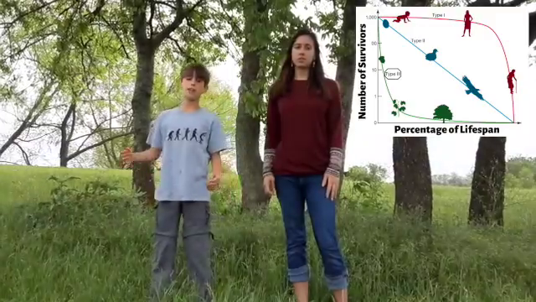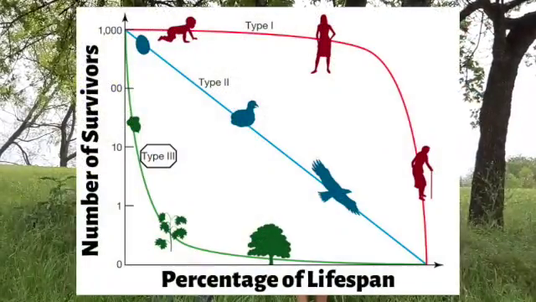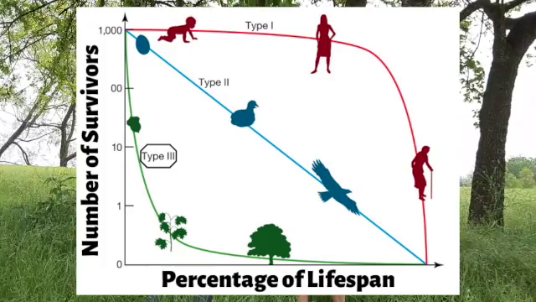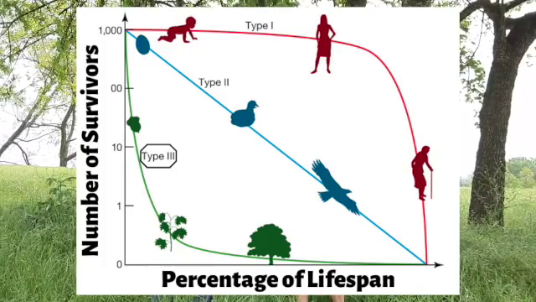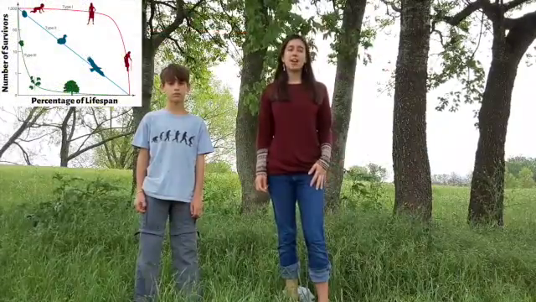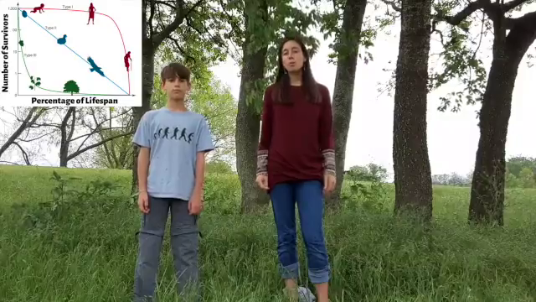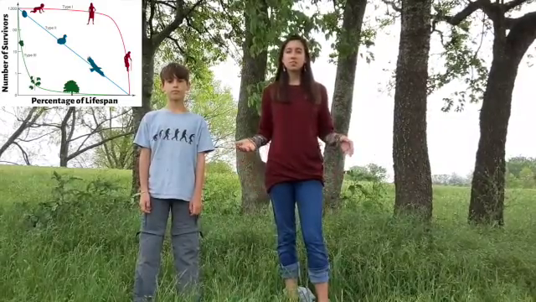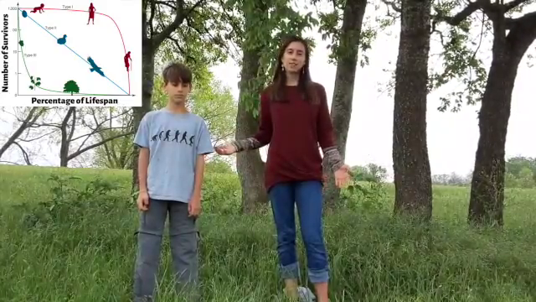Type 3 represents animals like the muffin. Much of the population dies right after it's born. The ones that survive are strong and can live to the end of their lifespan. You may have noticed that our R-selected species are type 3 on the survivorship curve. Most die early in life, but the ones that survive live to the end of their lifespan.